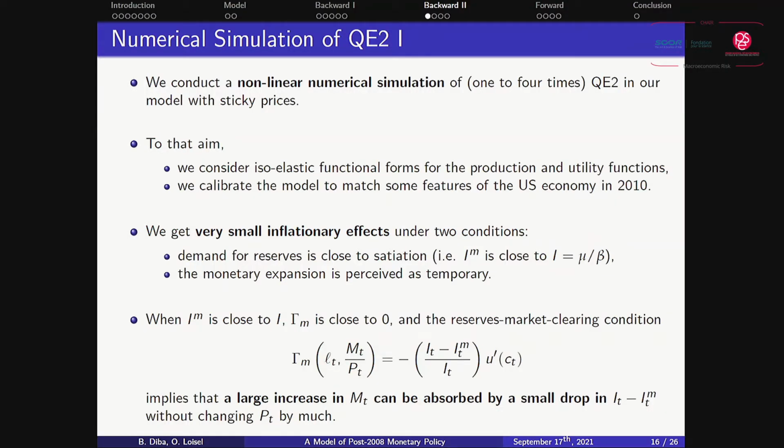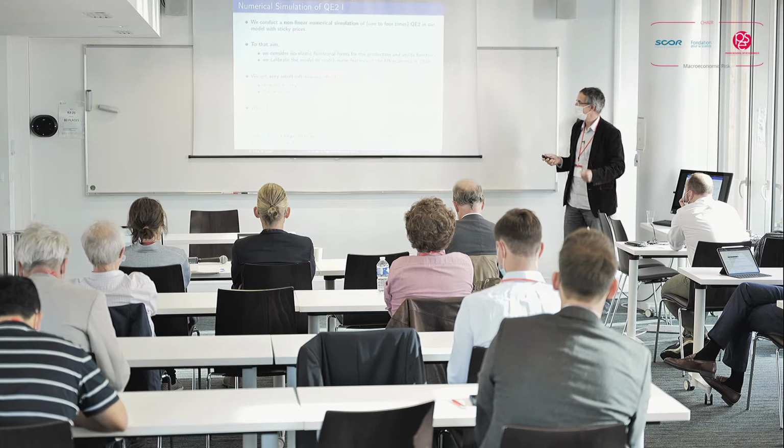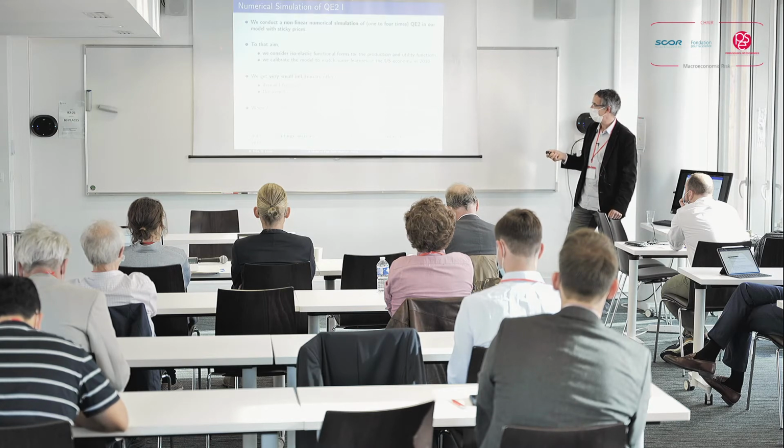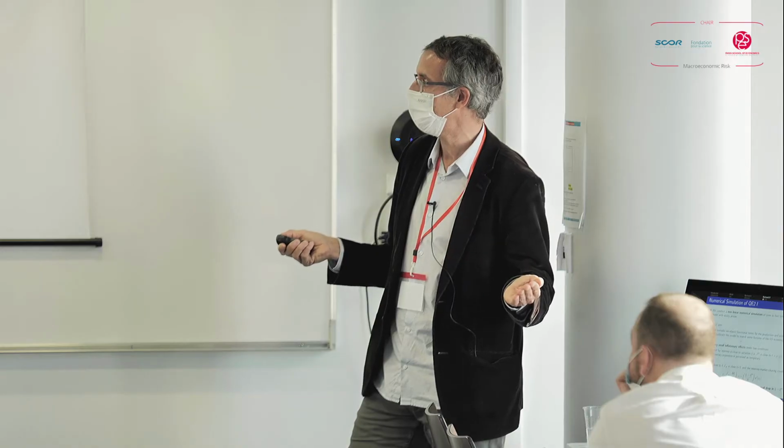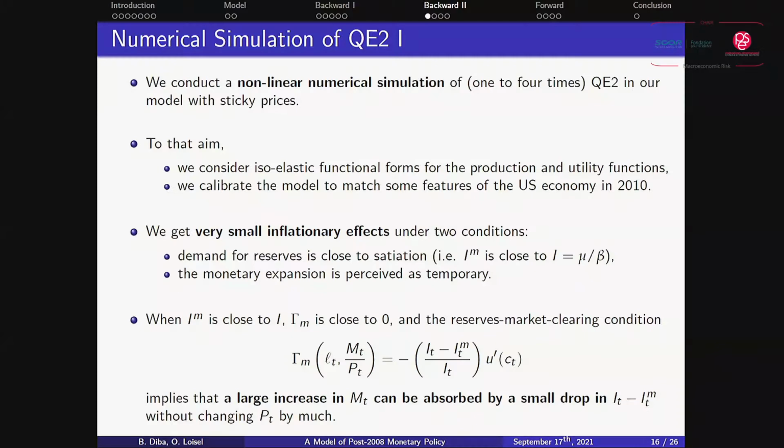To do that, we consider this time some functional forms, so isoelastic functional forms for the production and utility functions, and we calibrate the model to match some features of the US economy in November 2010 at the start of QE2. So we've played with many parameters, and actually there are only two parameters that really play an important role, which are whether we're close to satiation and the expected duration of the monetary expansion.